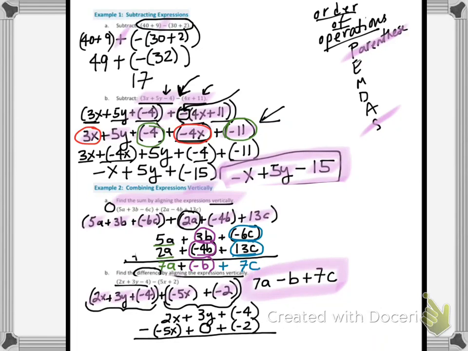All right, so here's where things can become a little bit confusing, because now we are finding differences. We always need to know that we are finding differences.